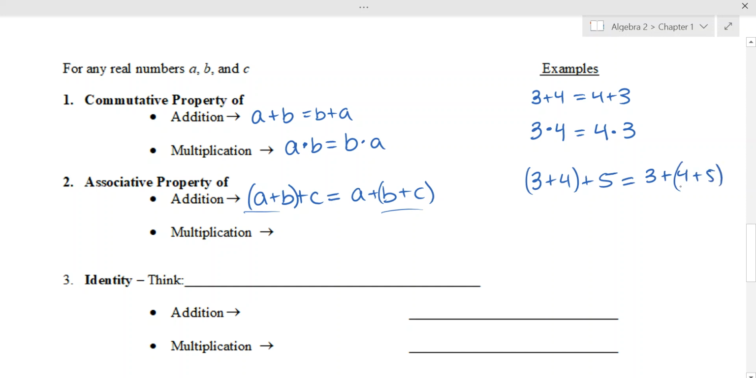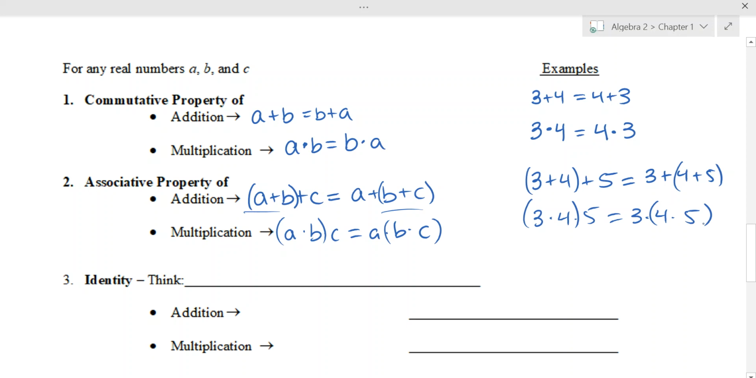Multiplication is the same way. If we have A times B times C, and again, this is just the grouping. A times B versus B times C, they are identical. And we could say 3 times 4 times 5. We group the first two terms versus grouping the last two terms. It's identical.